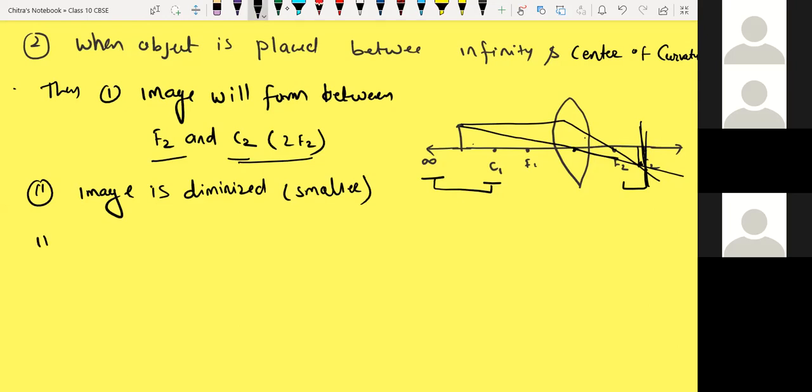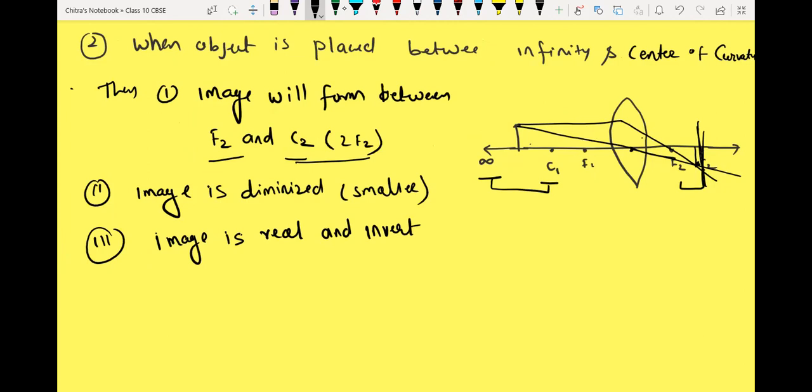The image is real and inverted. Why is it called real? Because you can project that image on a screen. That's why it is called real. And inverted means upside down, and downside up. Understood, everyone? Okay, so this is the second condition.